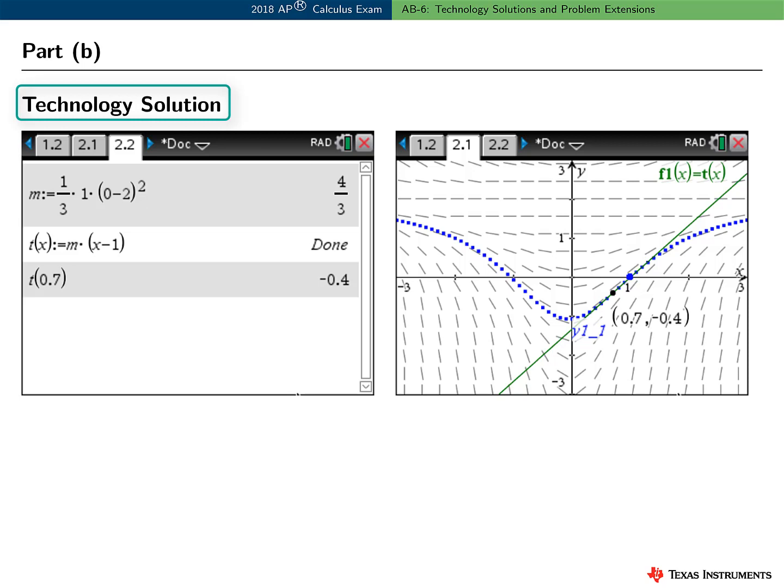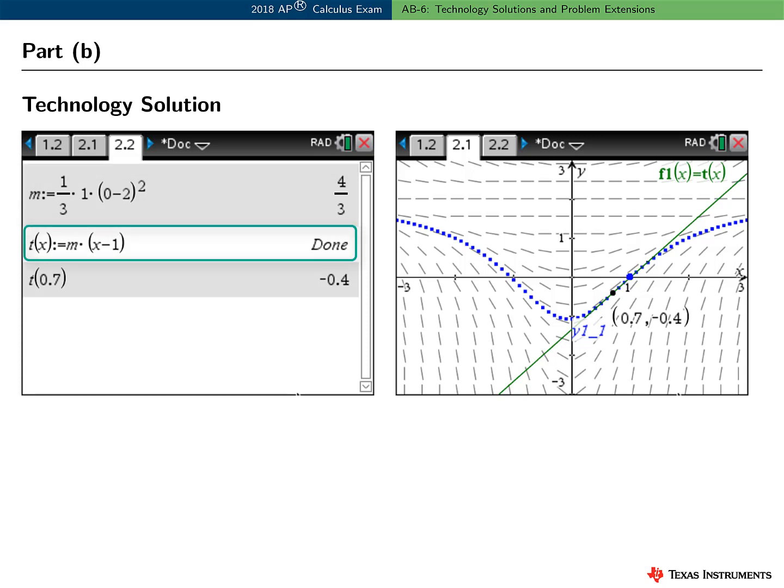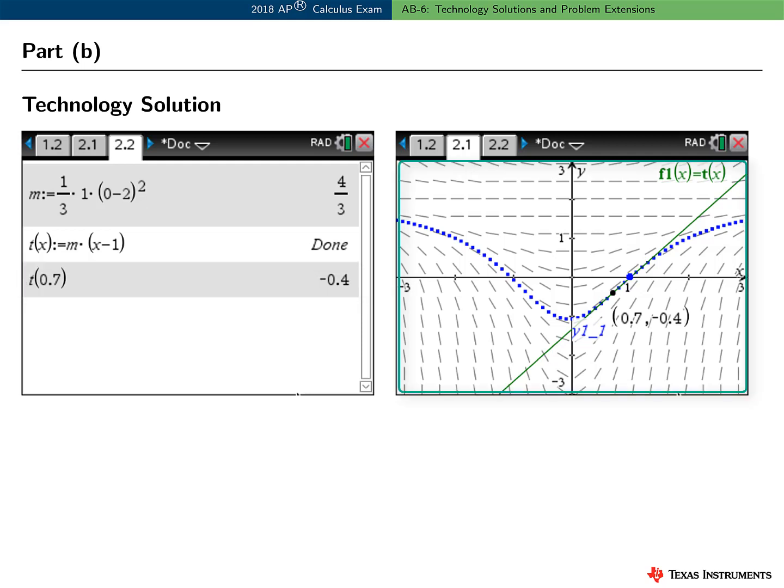Although probably not necessary, we can use technology to solve this problem. On a calculator page, I first found the slope, and then I defined an equation of the tangent line. And finally, I evaluated the tangent line equation at 0.7.